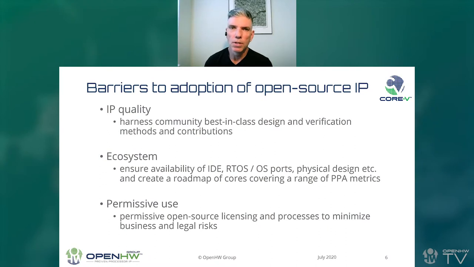So with that, what is it that we're really trying to solve? What is the challenge here? Clearly, the open source software community has been vibrant for many years. There's a proven business model around open source software, and that's not quite the case yet for open source hardware. And we see three barriers to adoption for open source hardware: IP quality, the ecosystem itself, and the licensing models and how permissive the IP is.